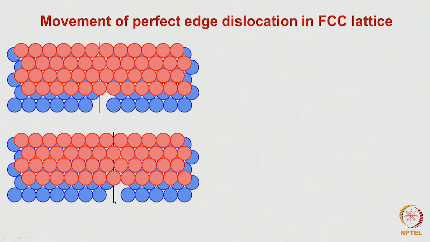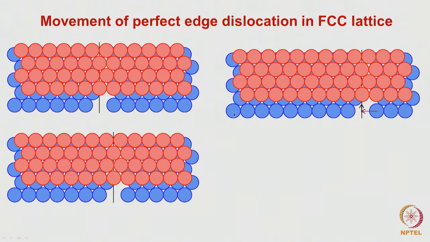Okay. But another interesting thing to see here is that 2 atomic layers are missing. Though only one atom is being removed in every row in this direction, if we consider an atomic layer which is perpendicular to it, there are 2 layers which are missing here.